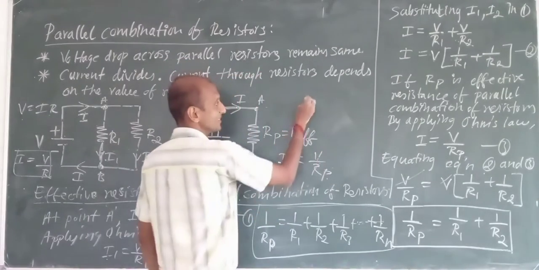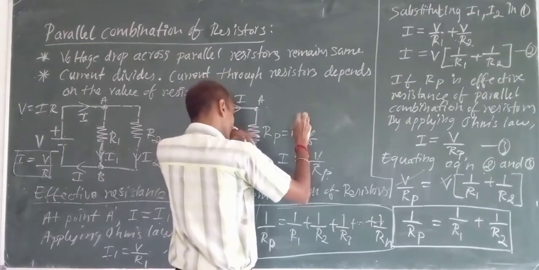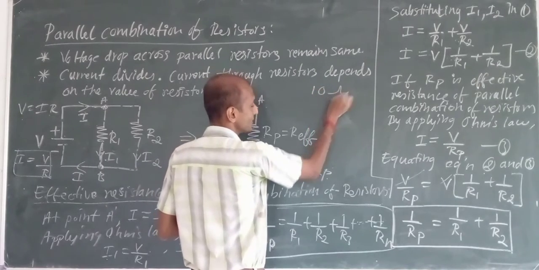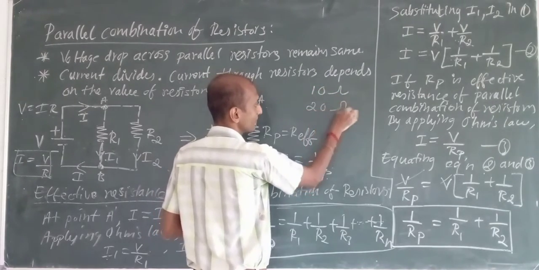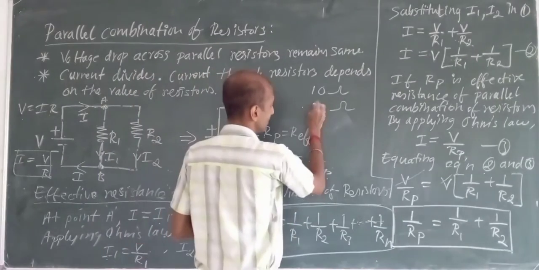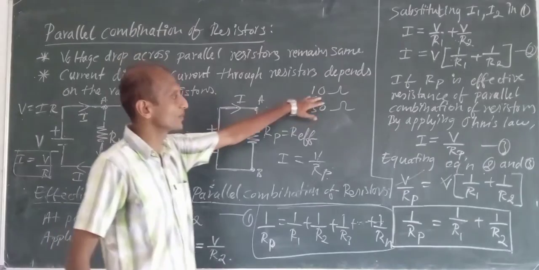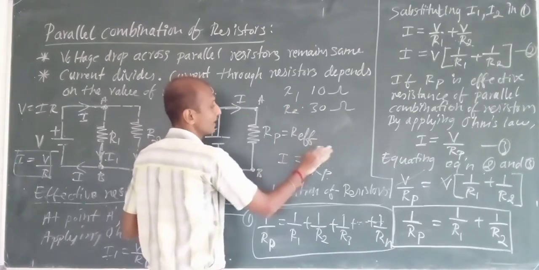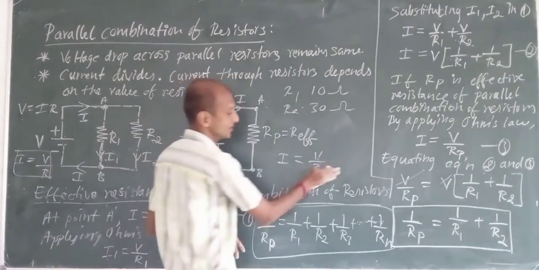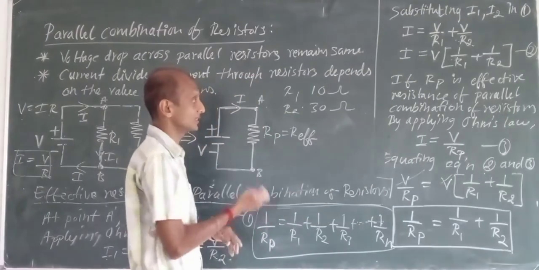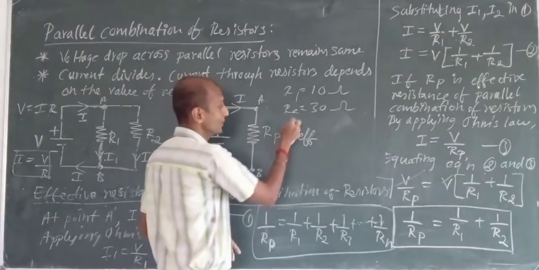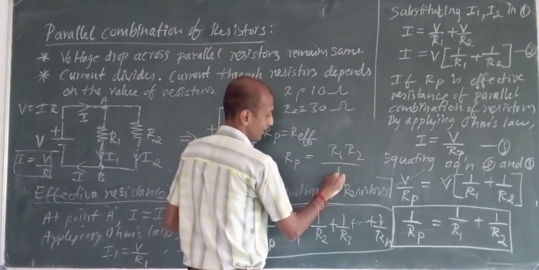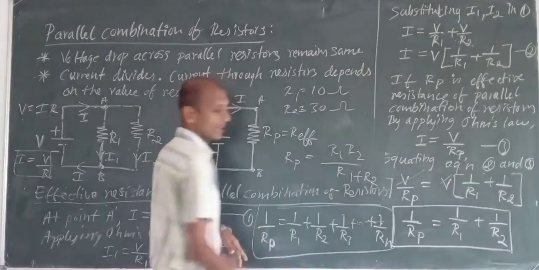If I have two resistors connected in parallel, say a resistance of 10 ohms and a resistance of 30 ohms, as R1 and R2, then for the parallel combination I can write Rp as R1 into R2 divided by R1 plus R2.